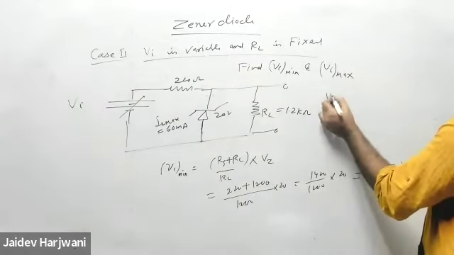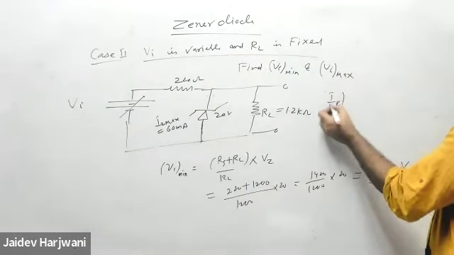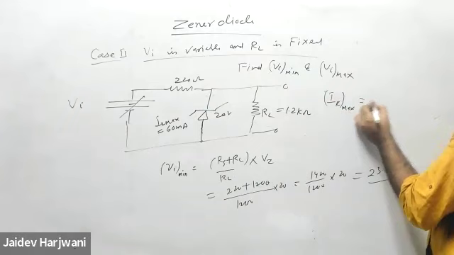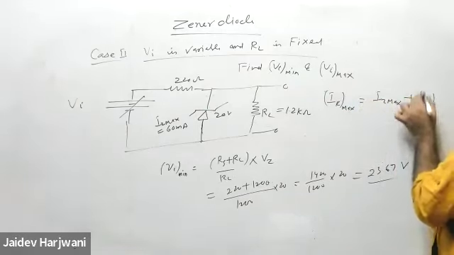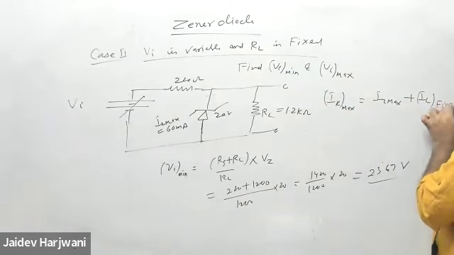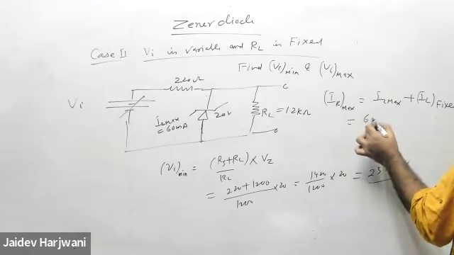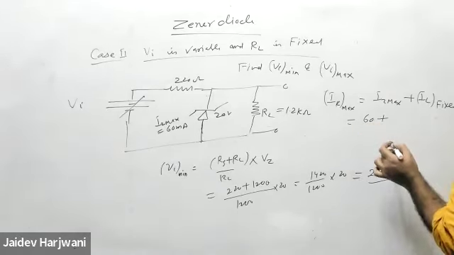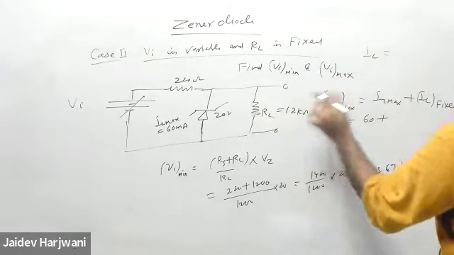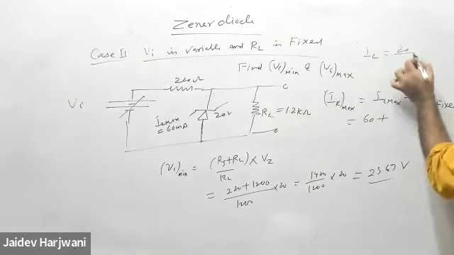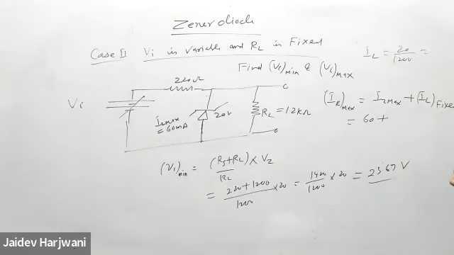Now Vi max will be how much? So first you have to find IR max. IR max is Iz max plus IL, which is fixed. Iz max is 60 milliampere plus IL is how much? IL is here 20 upon 1200 ohm. How much?